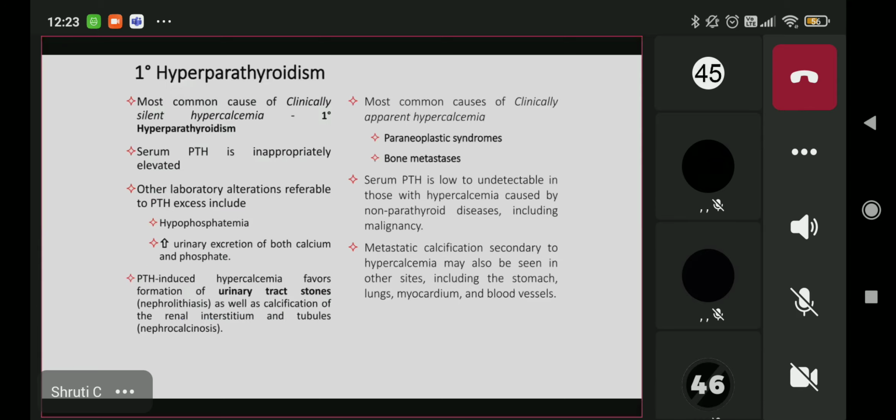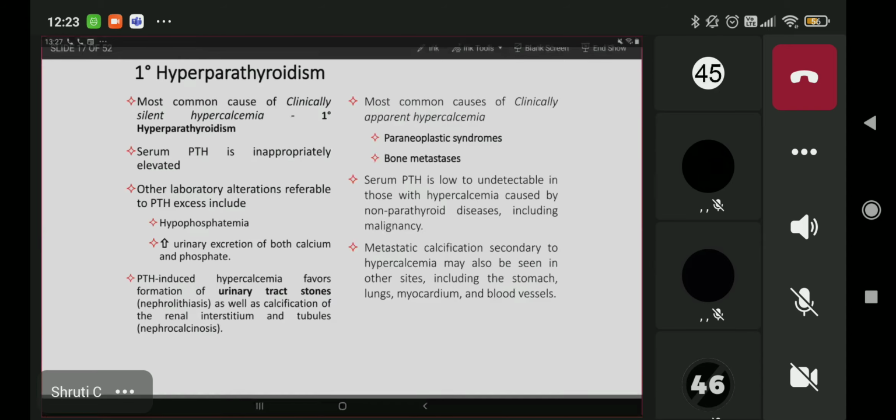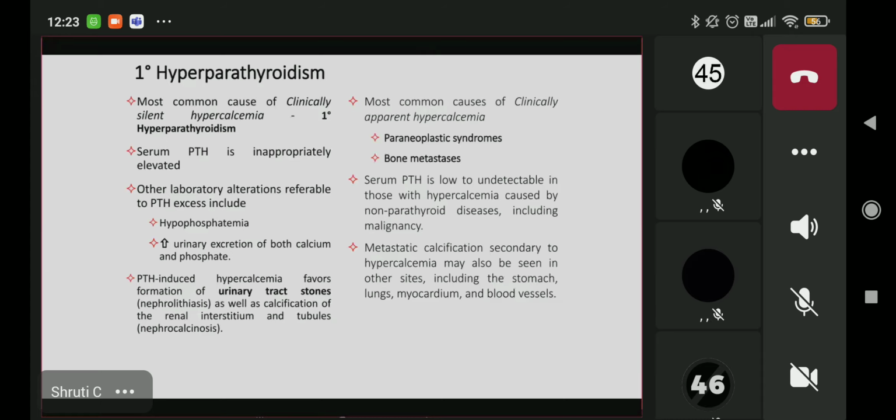Okay, so now I would like to hand over to Dr. Rosmi for the clinical part of hyperparathyroidism. Thank you, Dr. Shruti. Good afternoon to everybody. I will talk about the clinical features of hyperparathyroidism.